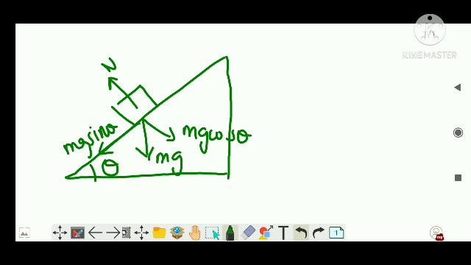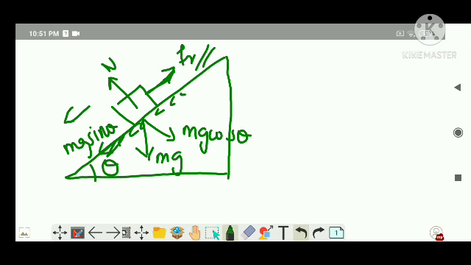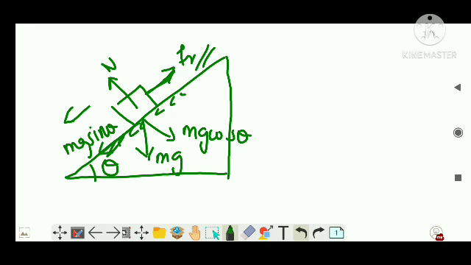Now I told you this is a rough plane, so obviously there will be a friction in this direction. Why is the friction in this direction? Normally the object tends to move in this direction. We have not come into the details, guys, I'm just giving an introduction. So maximum friction so that the object doesn't move is known as limiting friction.